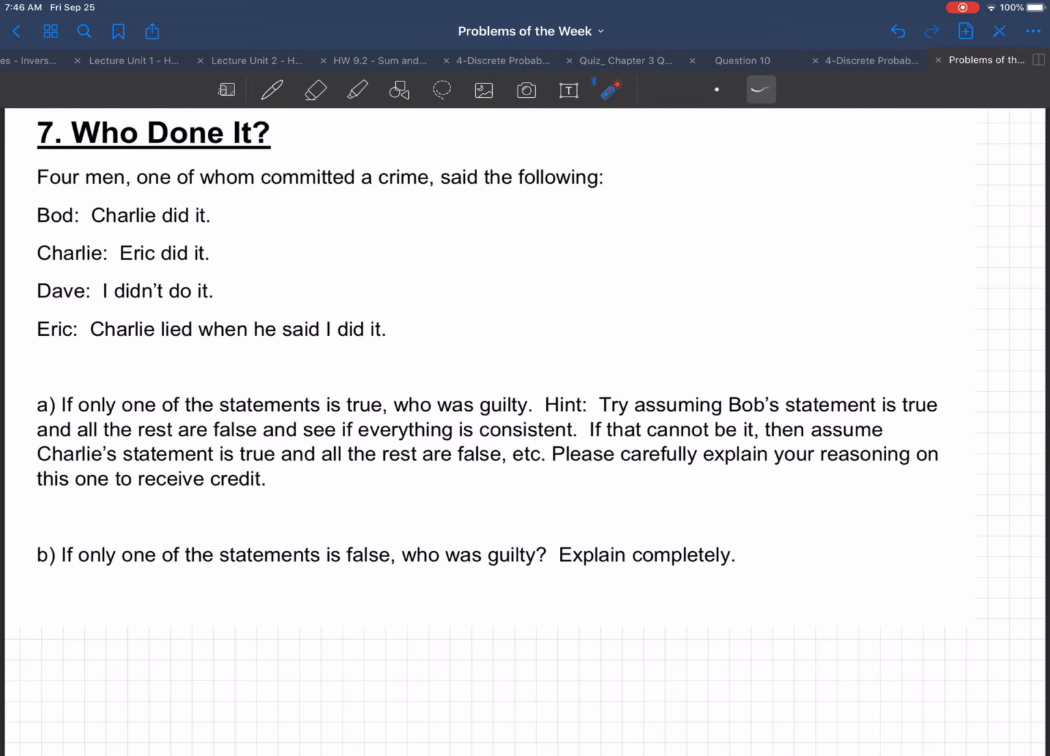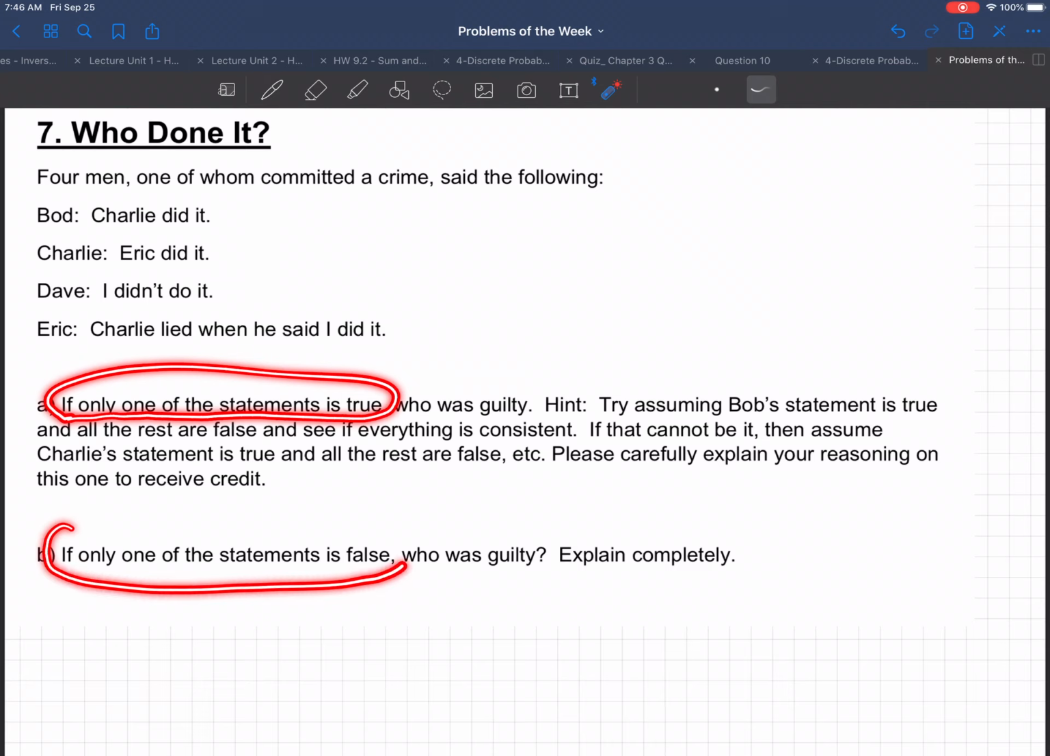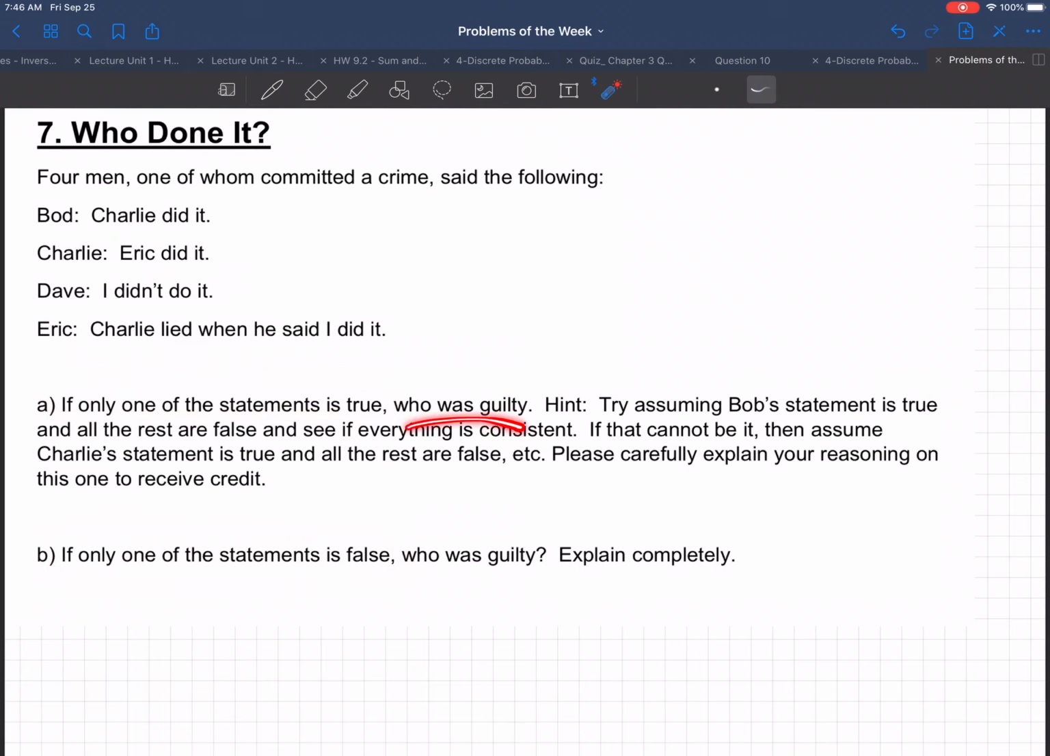So on this one, we got these four men, one of whom committed a crime, said the following. Bob said Charlie did it. Charlie said Eric did it. Dave said I didn't do it. And Eric said Charlie lied when he said I did it. Notice part A here. If only one of the statements is true, that's very important. And then part B will be the opposite. Only one is false. Who was guilty?